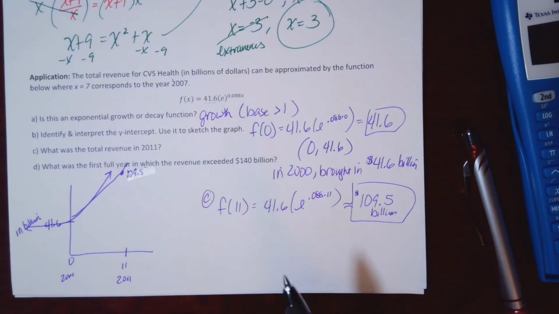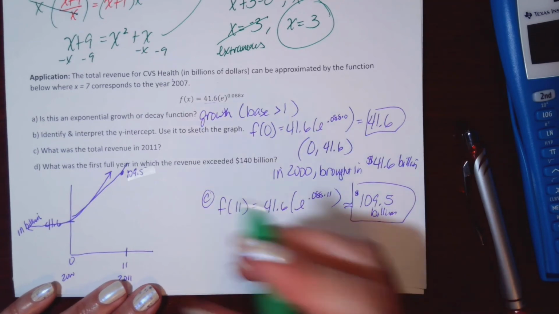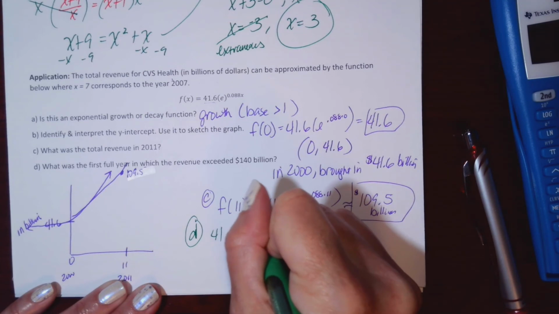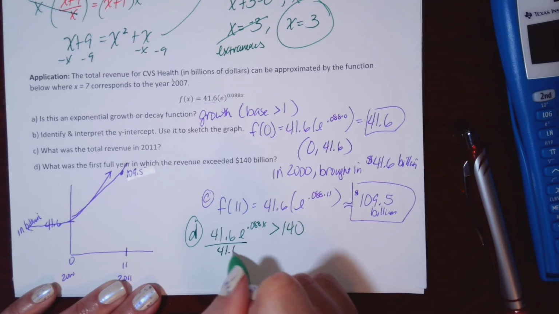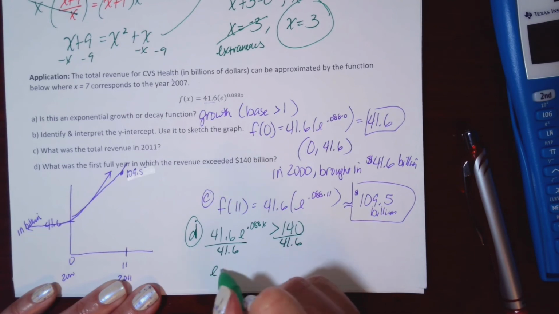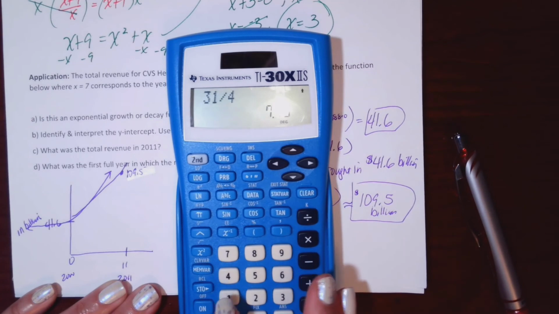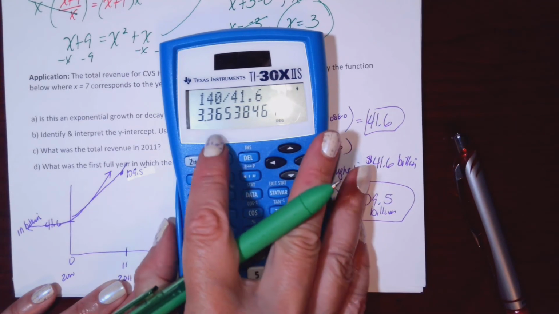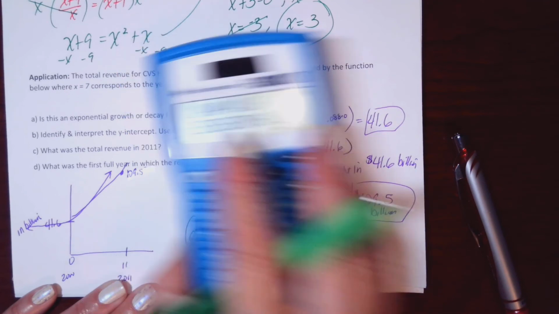What was the first full year in which the revenue exceeded 140 billion? So I'm looking for the year when my revenue, 41.6 times e to the 0.088x, was greater than 140 billion. Well, let's divide out this coefficient. So we've got e to the 0.088x needs to be greater than that, which keeps going. Let's round it off. Let's keep 4 decimal places, 3.3654.